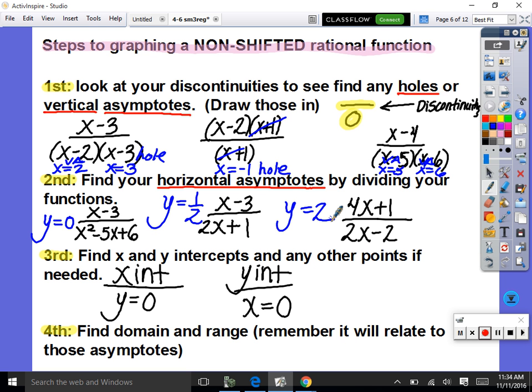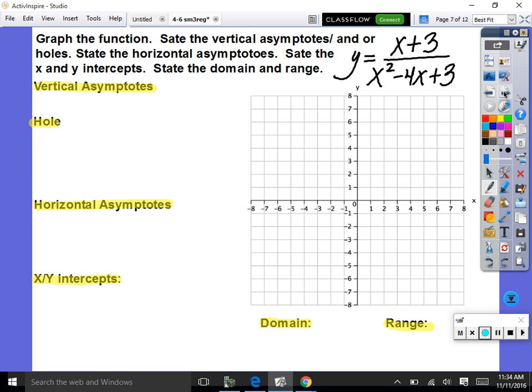Then we're going to find the domain and range, and remember it will relate to those asymptotes. Let's start practicing. Here's my first example. You can just watch, or you can get out your little whiteboard and draw some in. Once again, these are not off the worksheet, because I didn't give you that many to do as it is, and you need to practice.